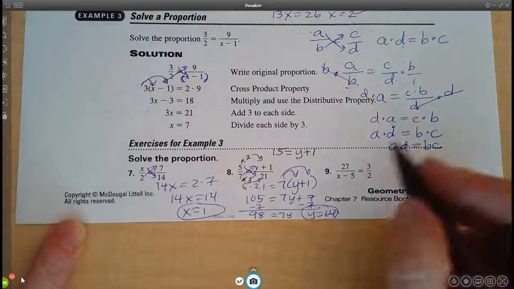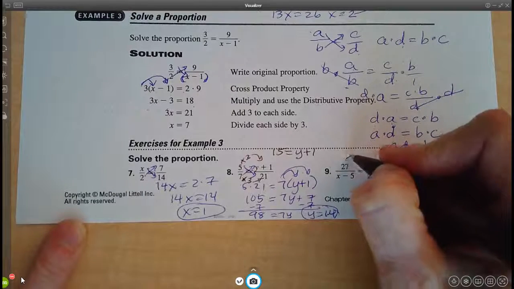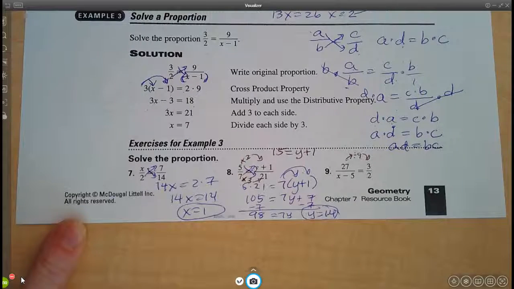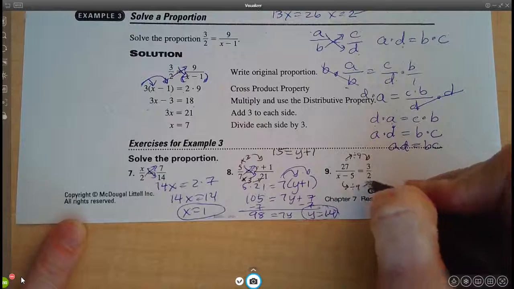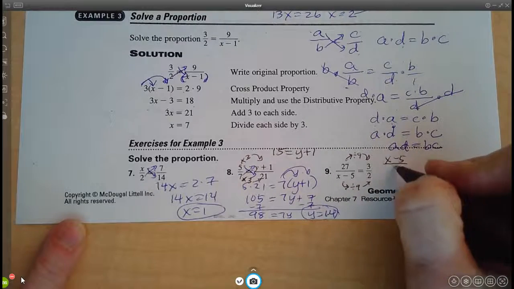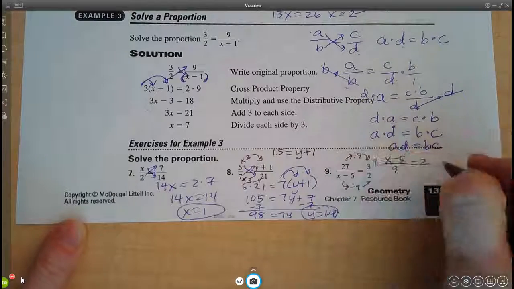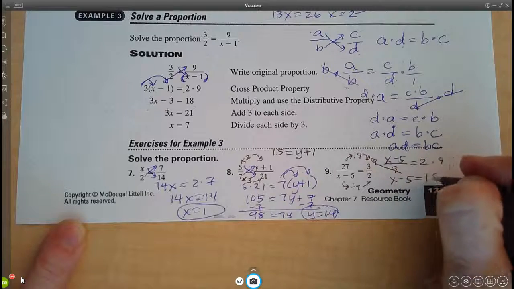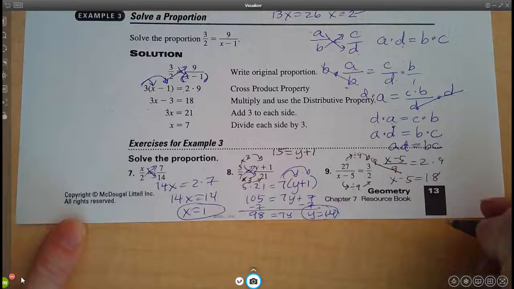Okay. You can also look at a scale factor as being a fraction or division, right? Here, 27 divided by 9 equals 3. So x minus 5 divided by 9 would have to be 2. If I want to get rid of that 9 in the denominator, I'd multiply both sides by 9. So x minus 5 would have to equal 18. Adding 5 to both sides, I would be able to conclude that x must be 23.